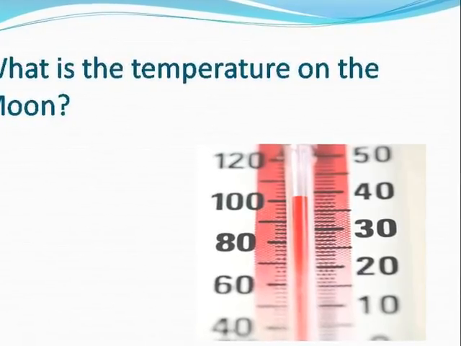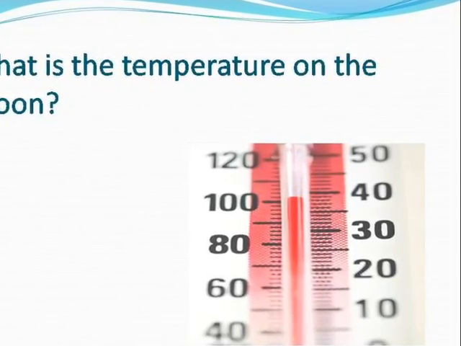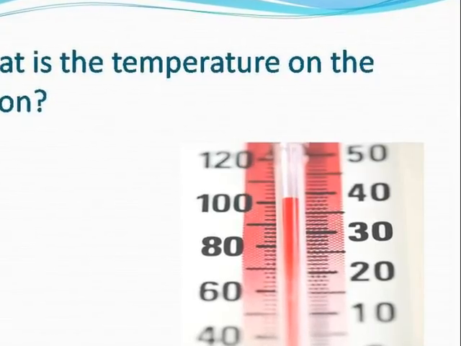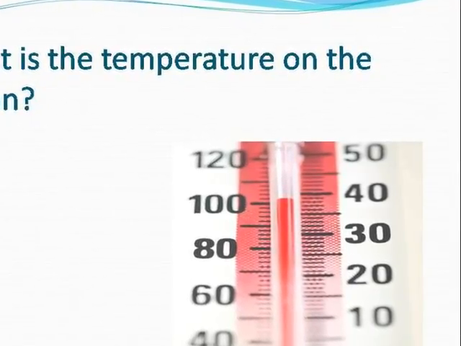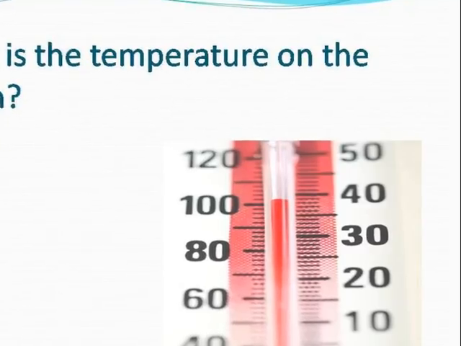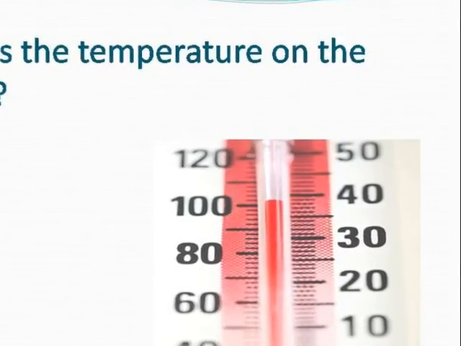What is the temperature on the moon? The temperature varies greatly. Scientists estimate that it may rise as high as 200 degrees Fahrenheit and fall as low as negative 350 degrees.